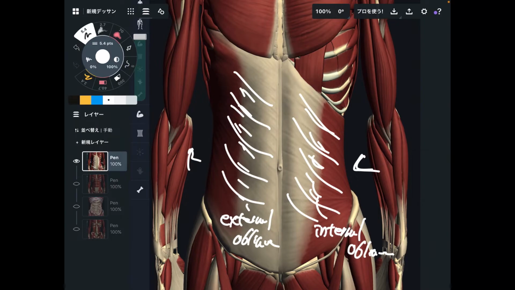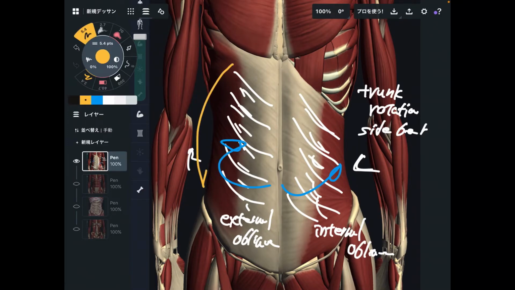Main functions of these muscles are trunk rotation and side bend. Rotation is simple movement. You just simply rotate core. Side bend is when you bend core to lateral way. This is what is called side bend. Okay, these are external oblique and internal oblique.